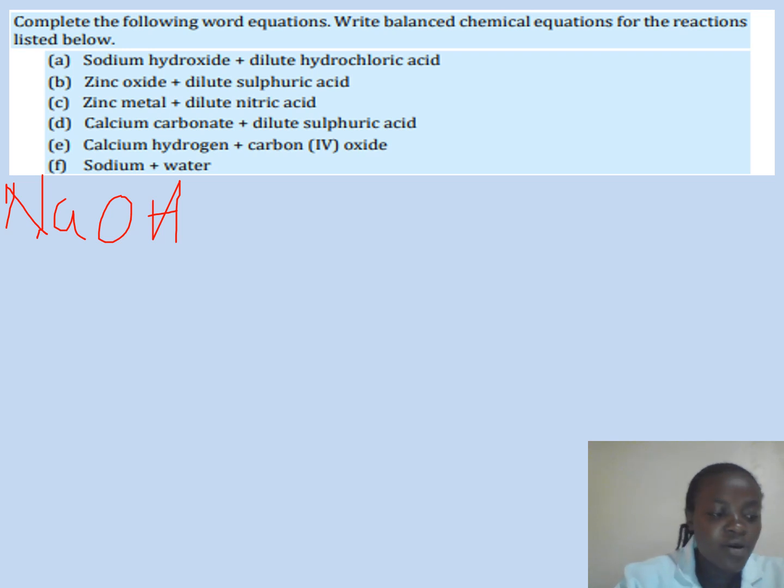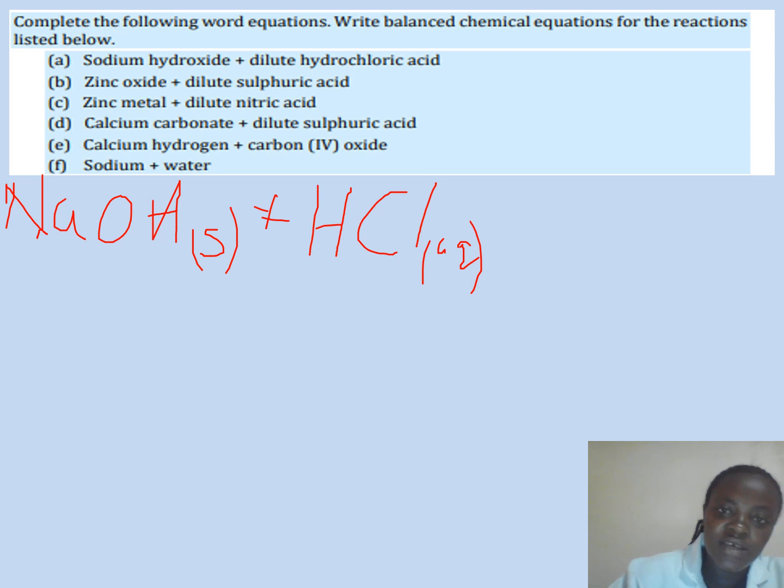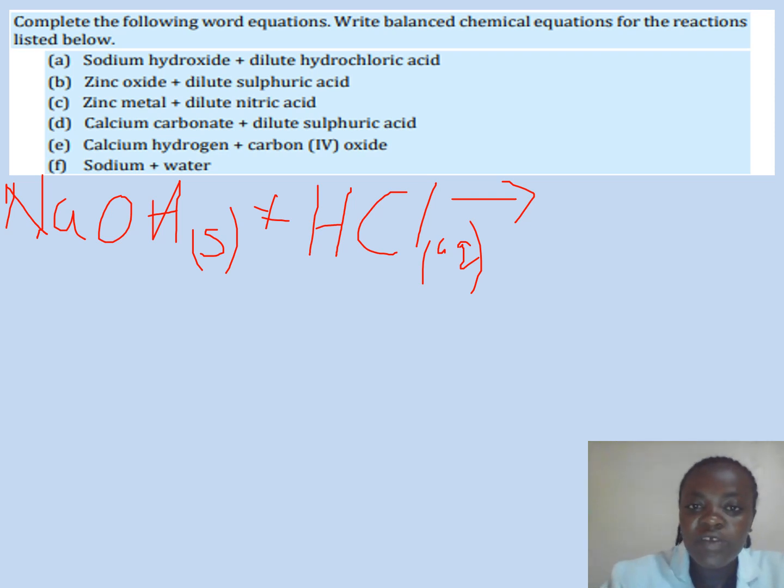The symbol of sodium hydroxide is solid, plus we have dilute hydrochloric acid. This is HCl. So this is aqueous. It is in solution. It is dilute. Then we have our arrow here to indicate the other side of the product.